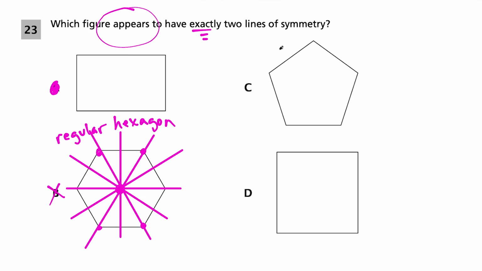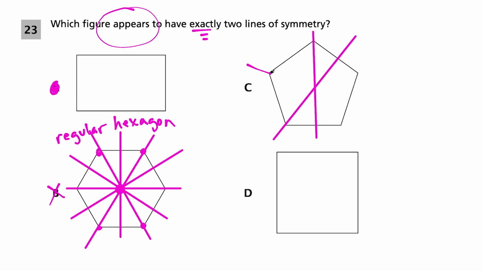Now, this is a regular pentagon. The 5 sides of the pentagon are the same, as well as the angles. So this would have 5 lines of symmetry. We would draw one line down like this, going through this point and cutting this side in half. I could draw one like this. That would be my second line of symmetry.